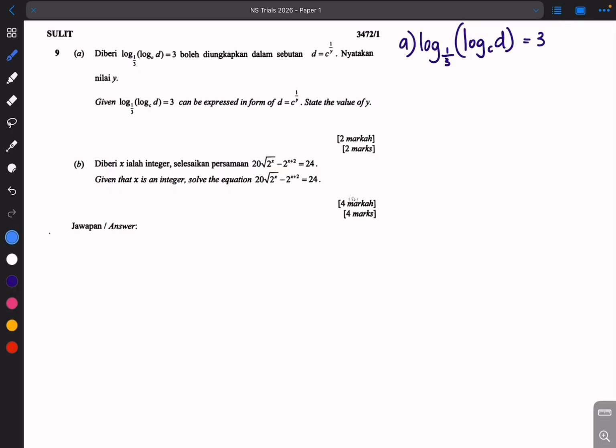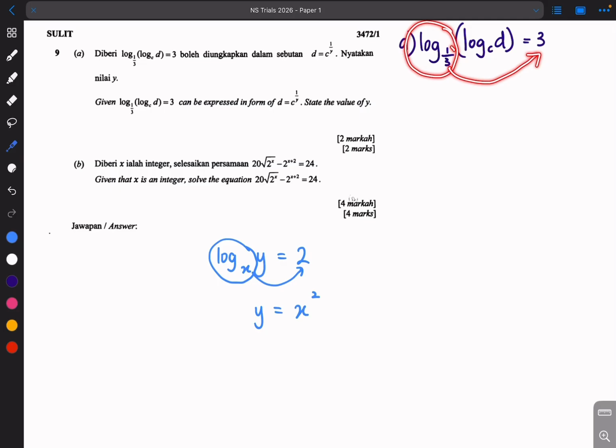One of the rules of log is when you have log x, y, let's say, equals 2. When you move the x over here, this will become x power 2. So whenever you're moving log, the base will push the number up to become a power. Then the log will go missing. So this is the rule of log. So here, if we move this over here, the 1 over 3 will push the 3 up.